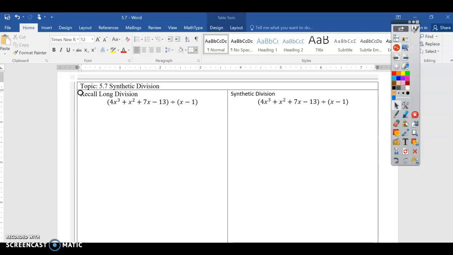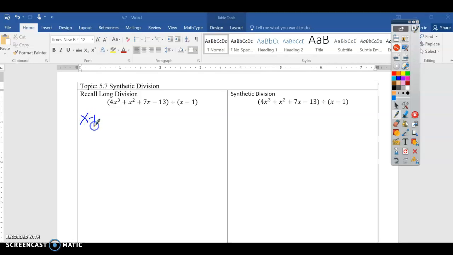Topic 5.7, synthetic division. So synthetic division is basically a shortcut to long division. But we can only use synthetic division when we're dividing by x and then some number. So this number can be either positive or negative, but it has to start with an x. Okay? So before we do that, we're going to recall long division so we know that it will work.